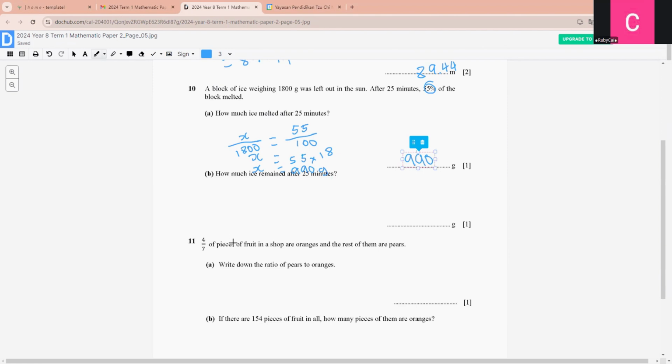So how much ice remained after 25 minutes? So originally there was 1,800 grams of ice, and then 990 grams melted. So now that leaves us with 810 grams of ice.